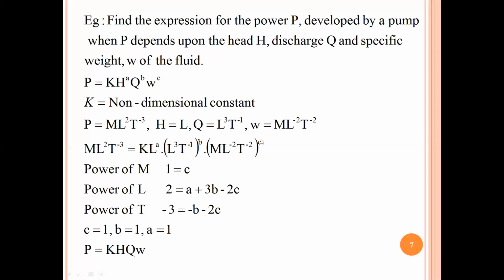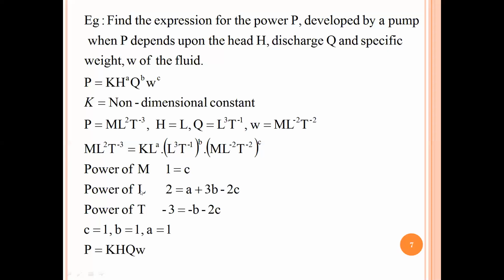And this is your specific weight to the power C. Then I'm trying to solve, okay? I'm equating the M here to the M in this position. So when I take the power of M, on the left hand side it is 1. On the right hand side, here I don't have any M term, here also no. Here I've got an M term, so the power is C. So 1 is equal to C.